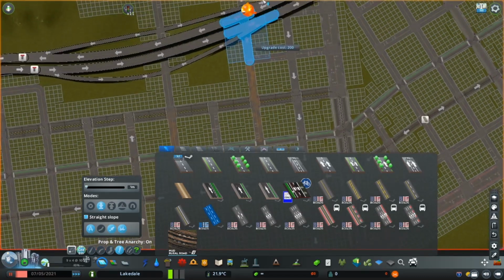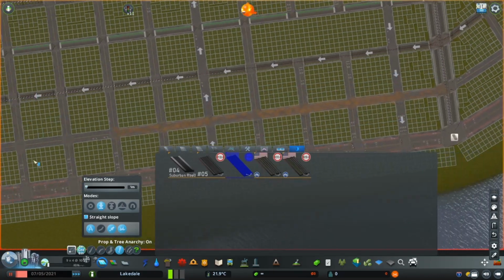And I'll be using this road layout in the next video to make the downtown.